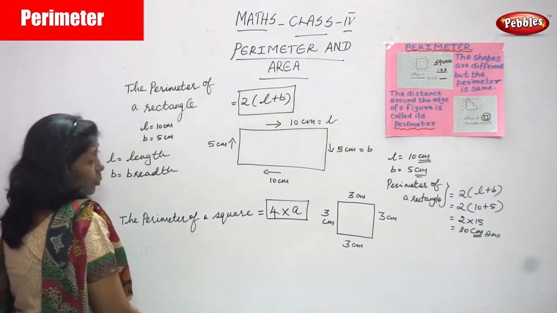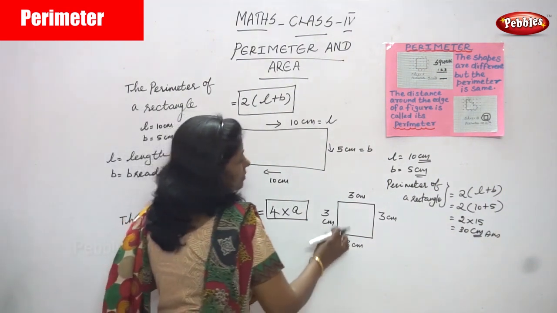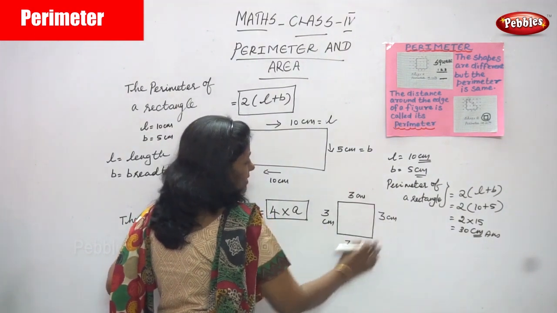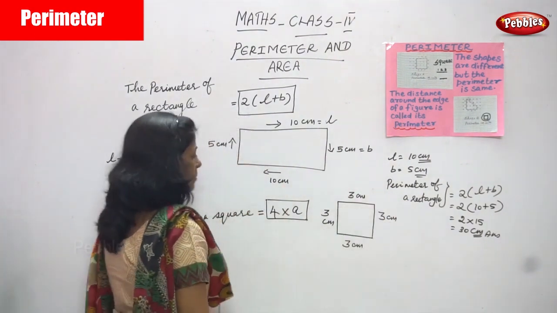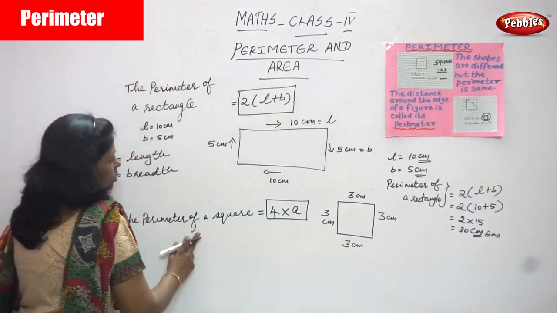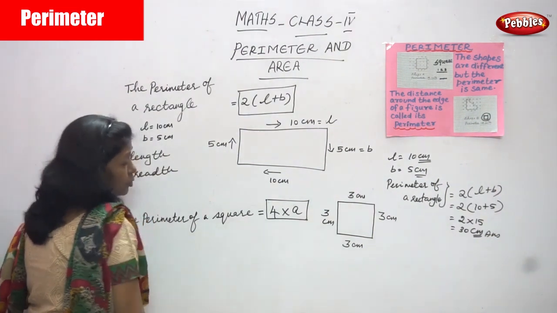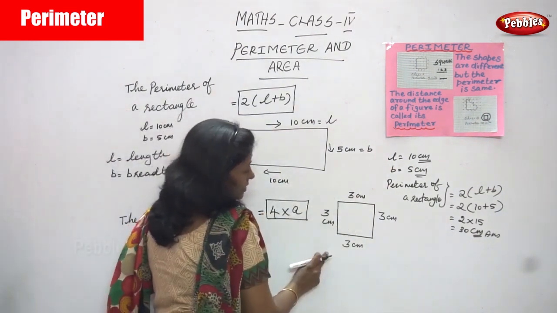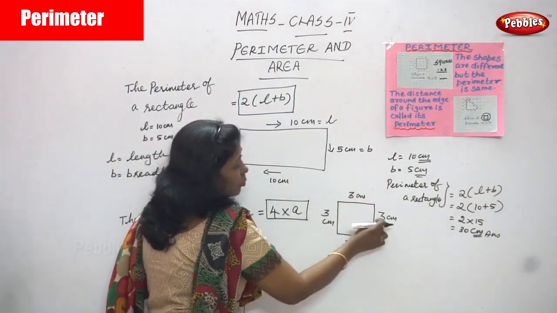Next, perimeter of a square. So look at this sum. This is a square. So 3 centimeter, 3 centimeter, 3 centimeter, 3 centimeter. All the sides are equal. You know that square. This is the property of the square. The perimeter of a square formula is equal to 4 into A. You can add all the 4 sides, otherwise you have to take only one side.